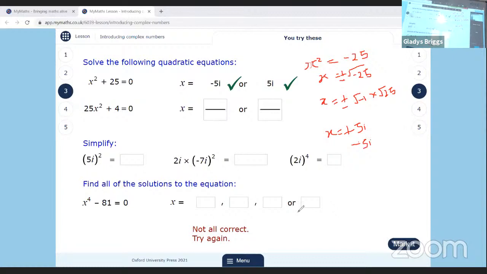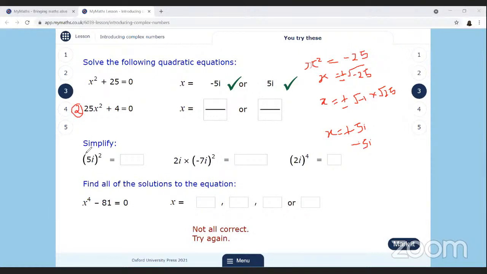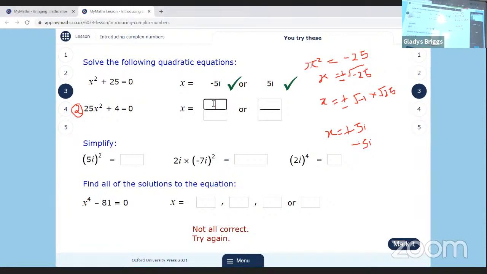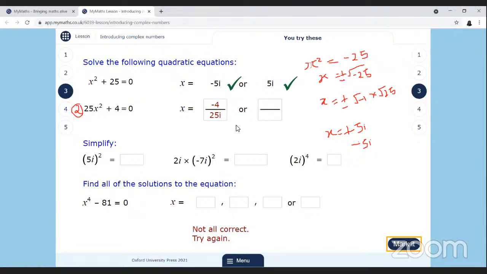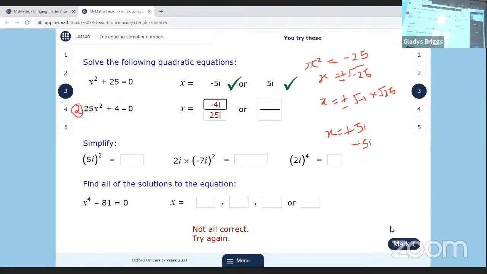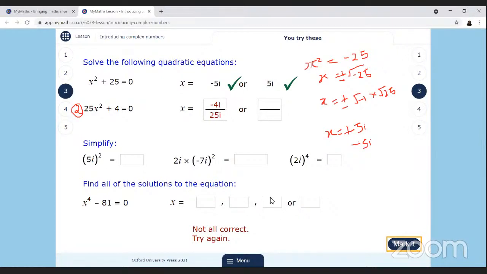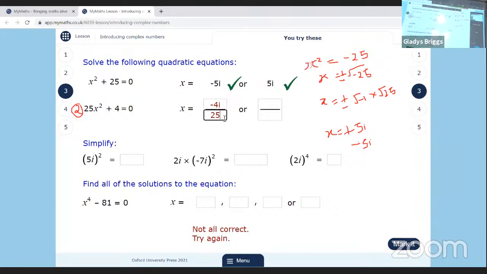Sorry, I'm not at home, so we have to manage it somehow. Can we look at question 2, the second one? I don't know how that one is going to work out, but try. -4/25i. Let's try that one and see. No. Nope. -4i over 25. Over just 25. Oh, okay.